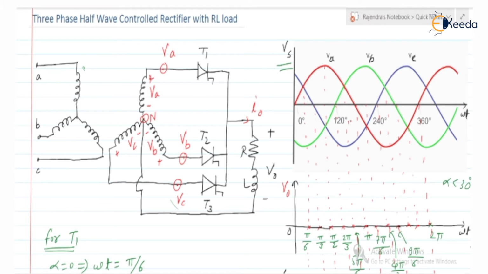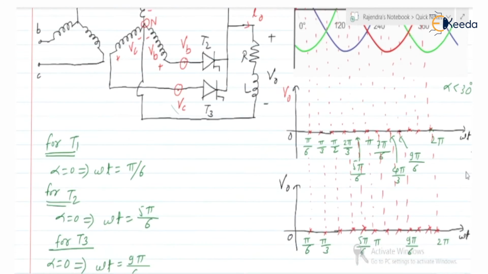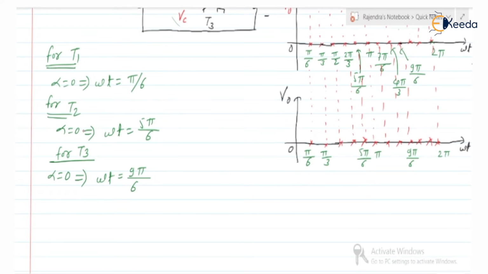Now, Va is equal to Vm sine omega t. Vb is lagging Va by an angle of 120 degrees. Vc is lagging Va by an angle of 240 degrees. So we can write Va is equal to Vm sine omega t, where Vm is the peak value of the phase voltage.